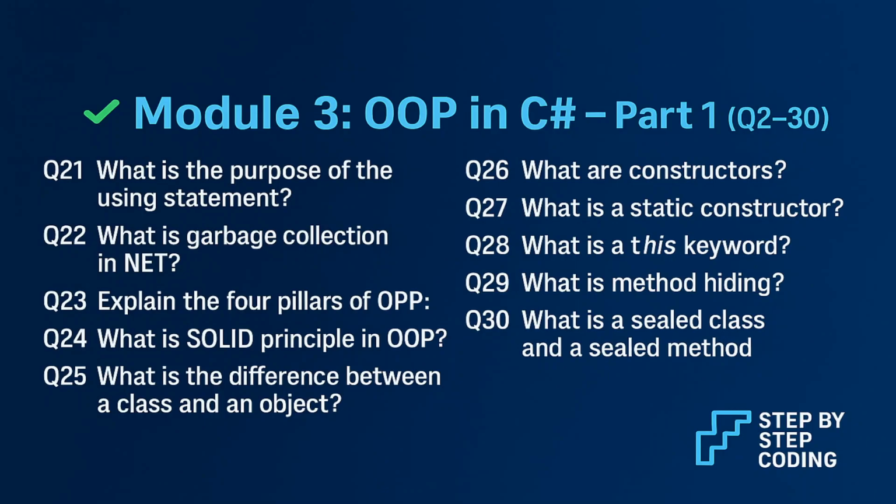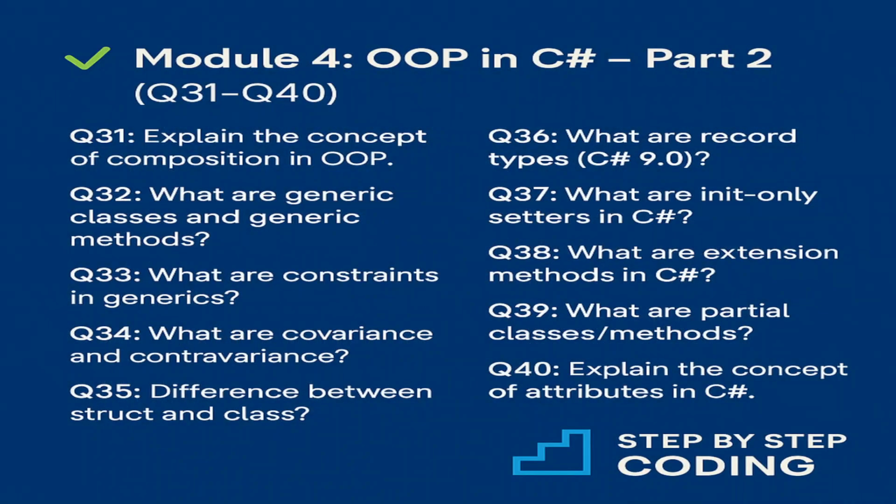Next, we are going to dedicate 2 entire modules to object-oriented programming. First, Module 3, OOPS Part 1, where we are going to cover the main 4 concepts of OOPS and explore the SOLID essential principles. And in Module 4, Part 2, we will go even further and cover topics like generics, extension methods, and powerful record types, which got introduced in C# 9.0.